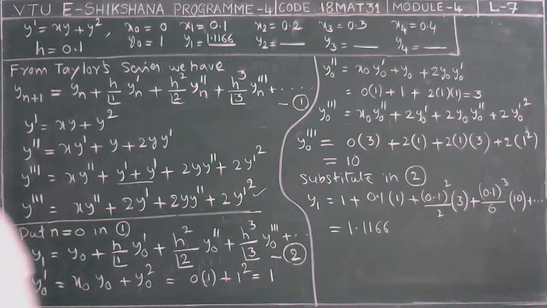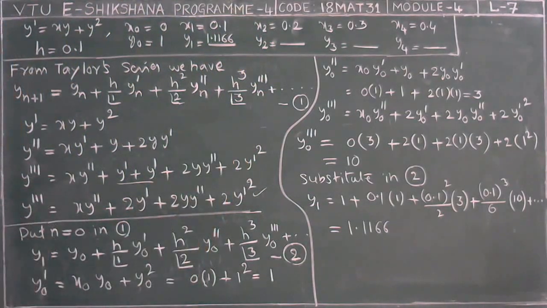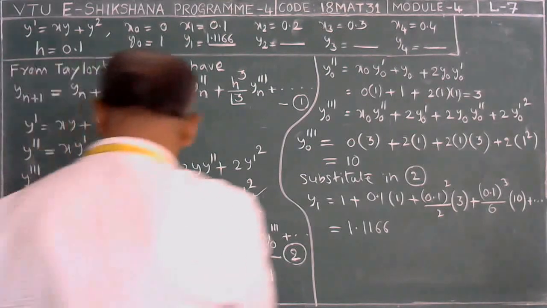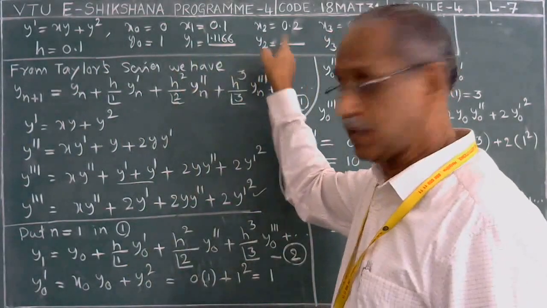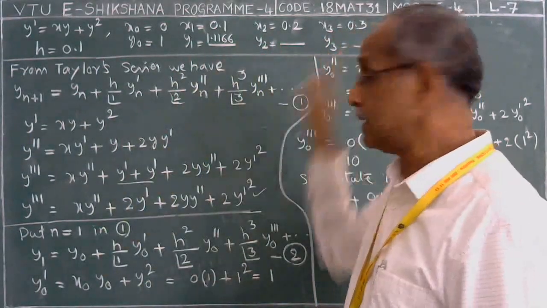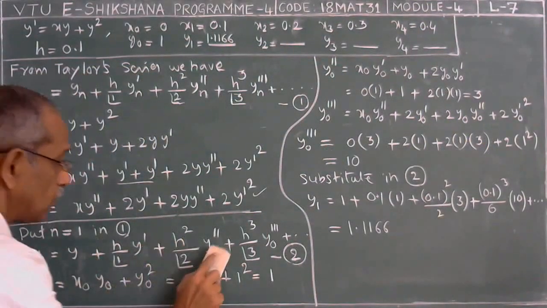Now, to get y2, I need to fix n is equal to 1 in 1. So I just replace here only. Put n is equal to 1 in 1 to get y2, this value. And then put n is equal to 2 to get y3 in 1. So what happens? All the knots will become 1s. That's all.